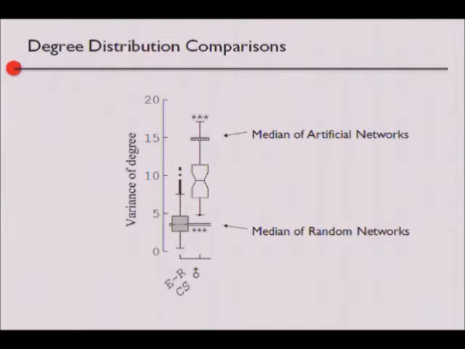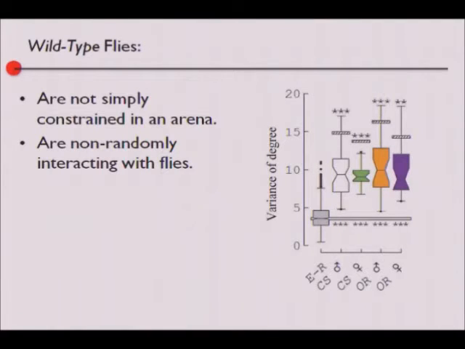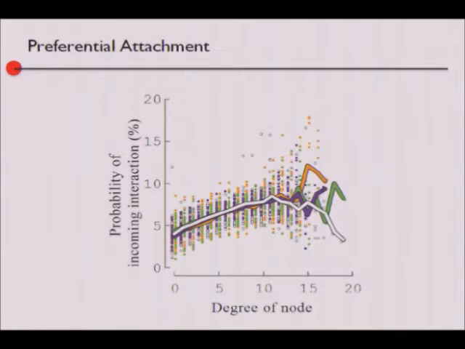And we can ask whether a wild type, 20 wild type male networks is different from random, and in this case it is. It sits between the median of the artificial networks and the median of the random networks. And what we saw is that this was true for all of the wild type strains that we looked at and for both sexes. We looked at the sexes separately here. And we're now in a position to ask questions about what's going on in the network.